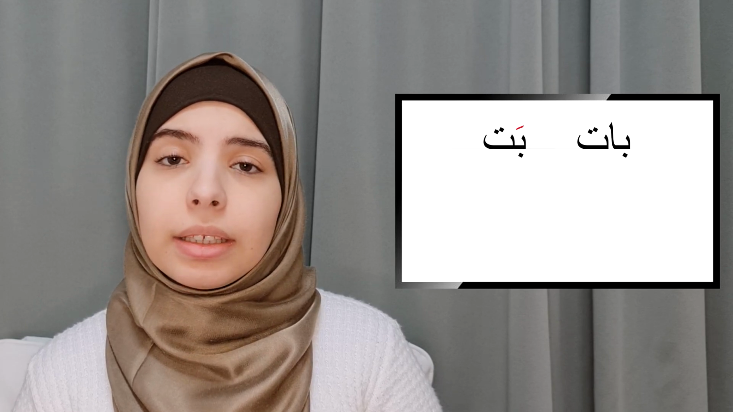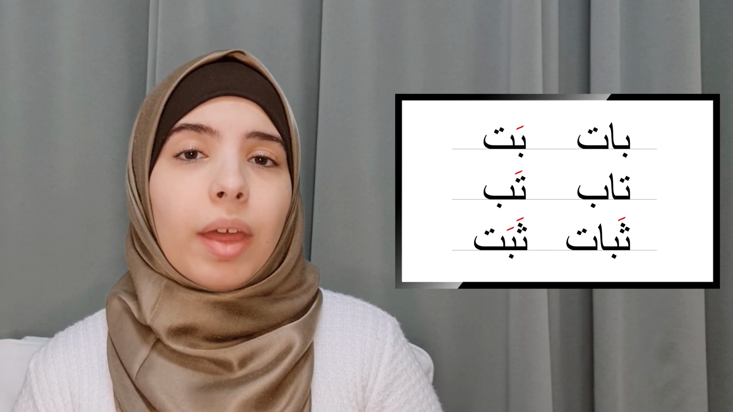So let's practice. Here we have three pairs of words. They have the same consonants but different vowels. Listen carefully and pay attention to the difference. Bat, bat. Tab, tab. Thabat, thabat. Now, Dhamma. It looks like wow, but smaller.